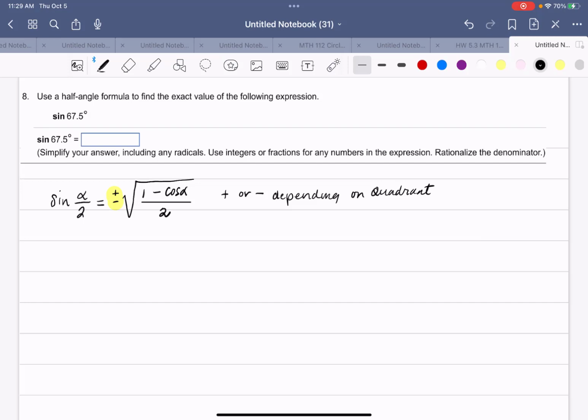Now, 67.5 is not our alpha. 67.5 is alpha over 2. Alpha over 2 is 67.5 degrees. So we're going to have to multiply by 2 to find our alpha. So our alpha is 135 degrees.